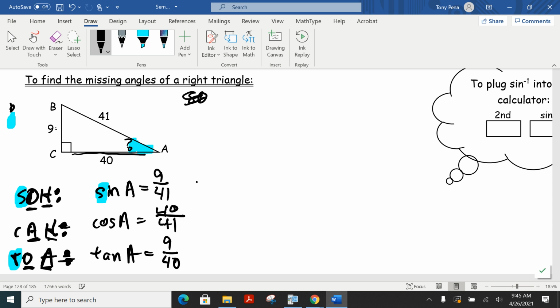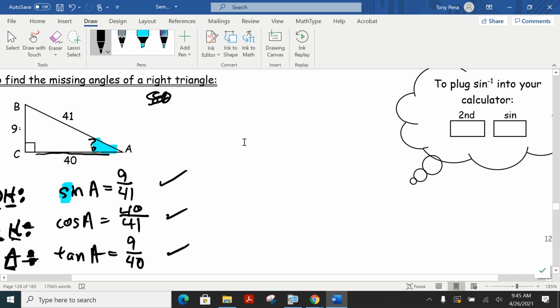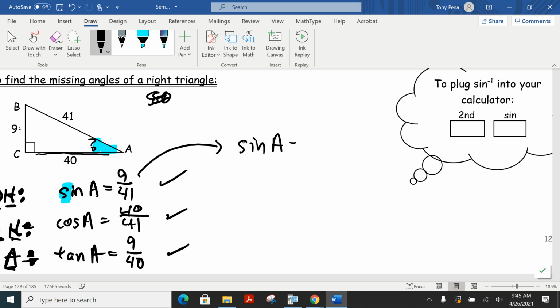You could set up any one of these three options, and when we show you how to solve it in a second, all three of them are going to give you the exact same answer. All right, so it's really up to you. There isn't one that's better than the other. All three of them would work in this instance. So here's how we're going to do this one. Let's take this guy here. So I'm going to do the sine of angle A is equal to 9 over 41.